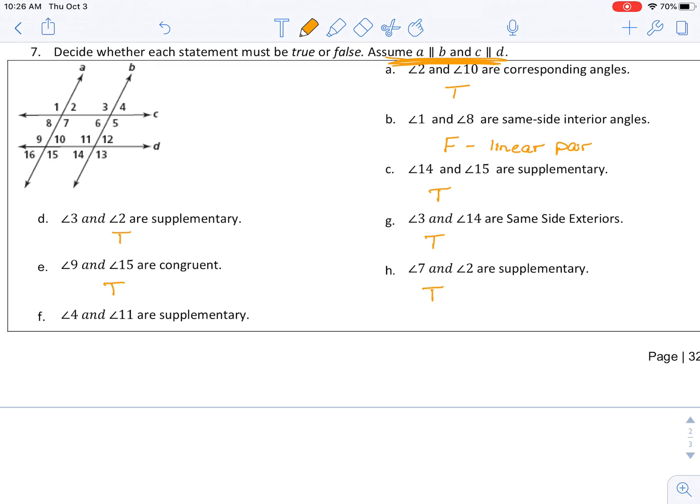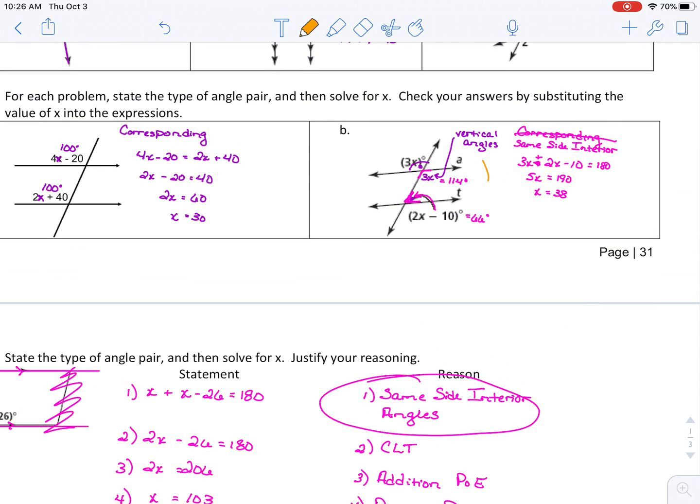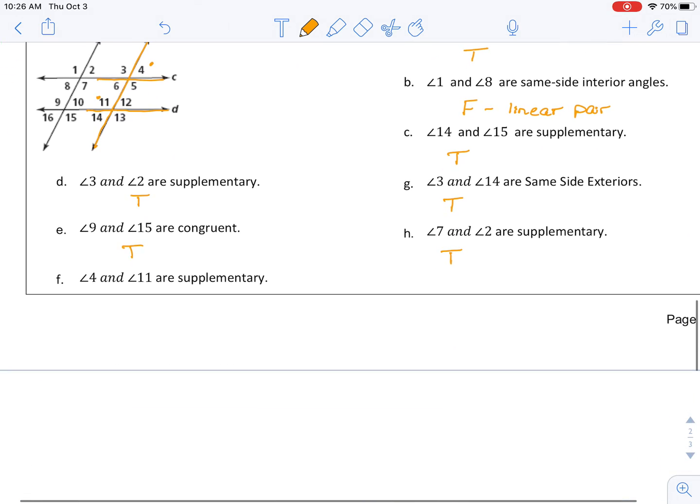And then 4 and 11. 4 is here, 11's here. Weird thing about this one, they are on alternate sides of the transversal, but they're not alternate exterior. They're not alternate interior. They're kind of nothing. They're really similar to the example we just did on the flip side, 4B. They are really similar to this guy, where we have to move stuff to find any meaningful relationship.